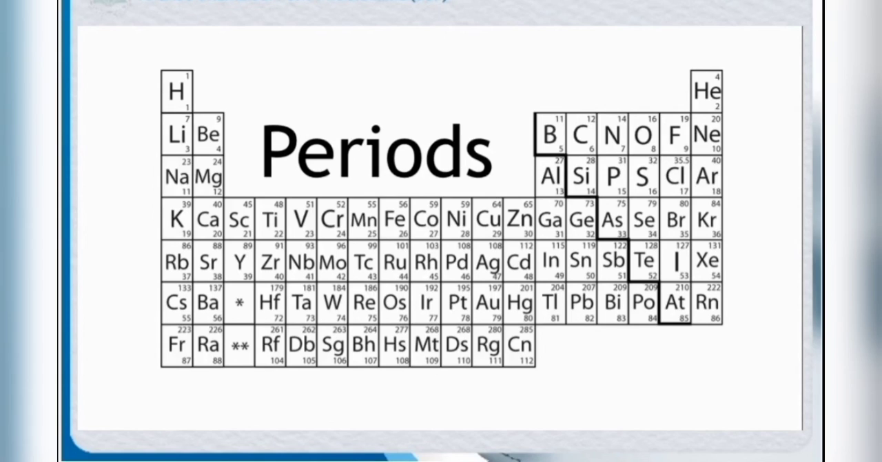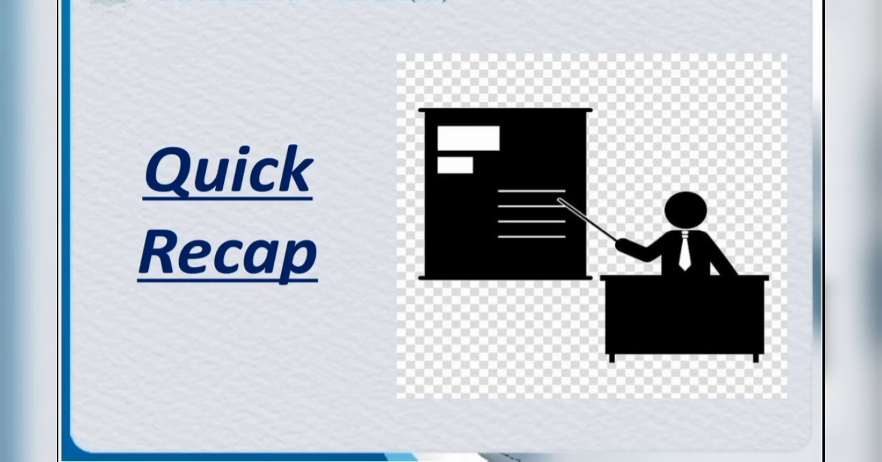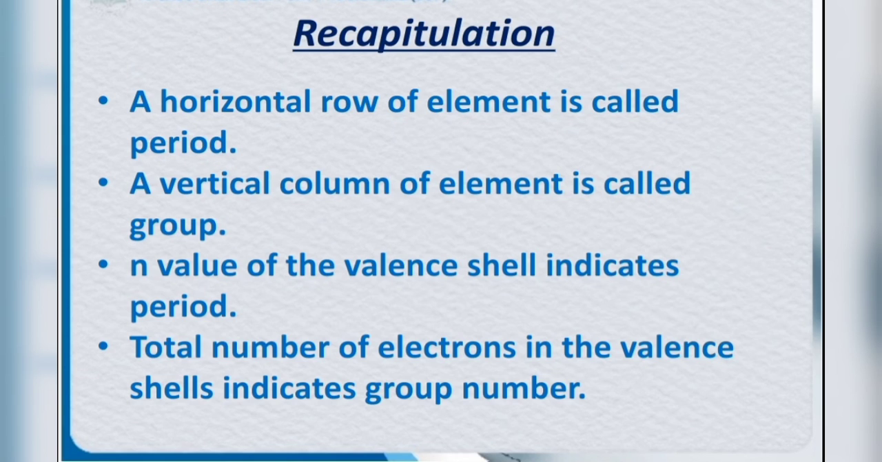I hope students you all have understood the concept of groups and periods. Now here I have a very quick recap for you. Point number 1, a horizontal row of elements is called a period. A vertical column of elements is called a group. The n value of the valence shell indicates period and the total number of electrons in the valence shell indicates group number.